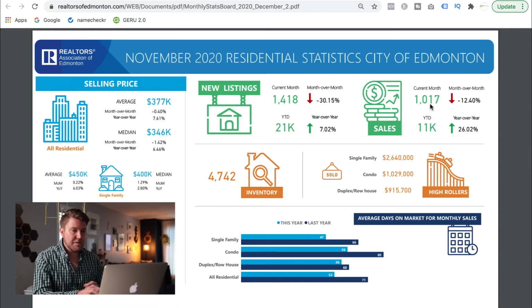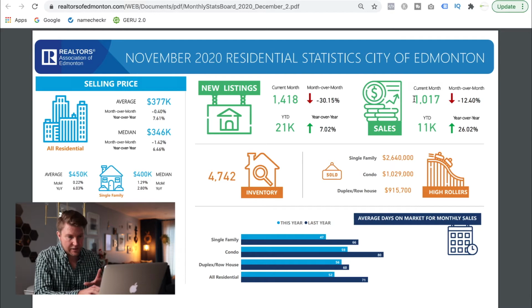Now, if you take this number, total inventory, this is how much inventory there is in the entire market in the city of Edmonton. There's 4,742 active listings. Divide 1,017, so that's how many sold last month, November 2020, into this, and we get 4.64 months of inventory. So it would take in theory 4.64 months to sell off all of the current inventory at the rate that things are currently selling.